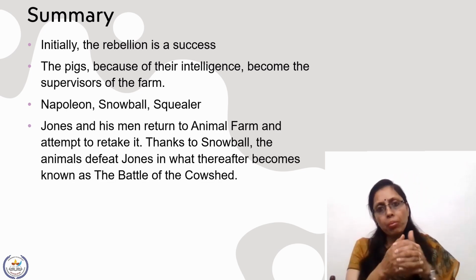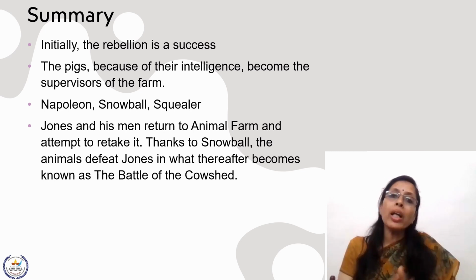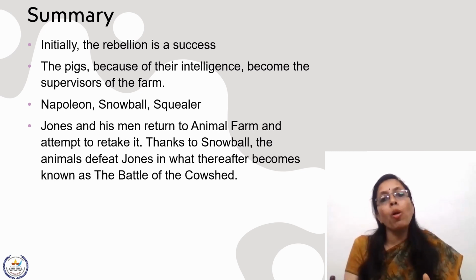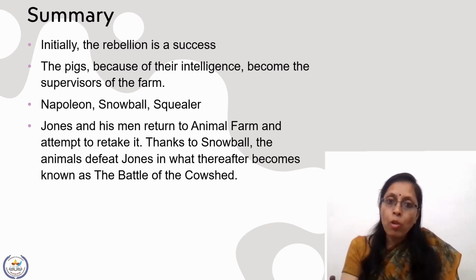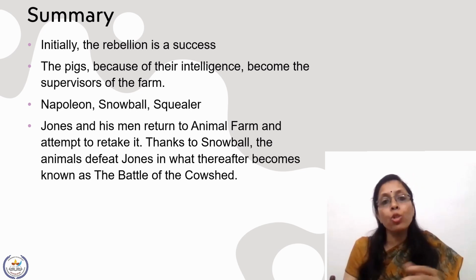Now, one day, Mr. Jones and his men return to Animal Farm and they try to take it back. And Snowball knew that this would happen, so he had already prepared for this kind of an attack. Because of the tactics and preparation of Snowball, the animals are able to once again defeat the human beings and drive them out of the farm. And this battle is named the Battle of the Cowshed.